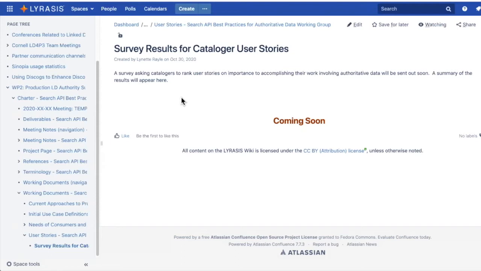Yes, there are definitely 2 open-ended questions at the end of the survey. One is, are there any use cases that we didn't include that you would like to see included? And the other is, is there any other information you would like to convey to us? So hopefully that provides some space for them to make some comments.